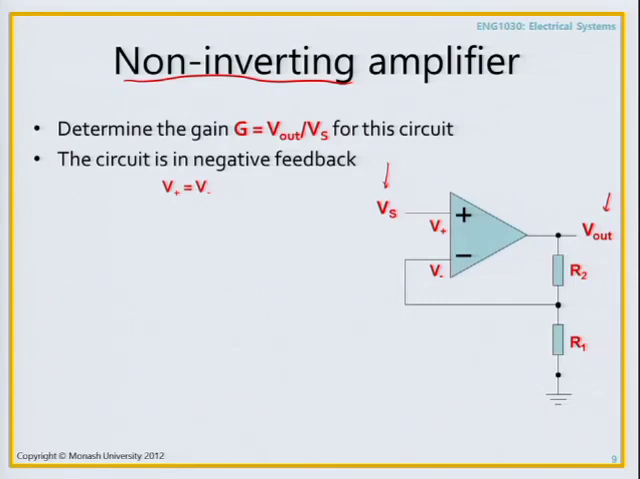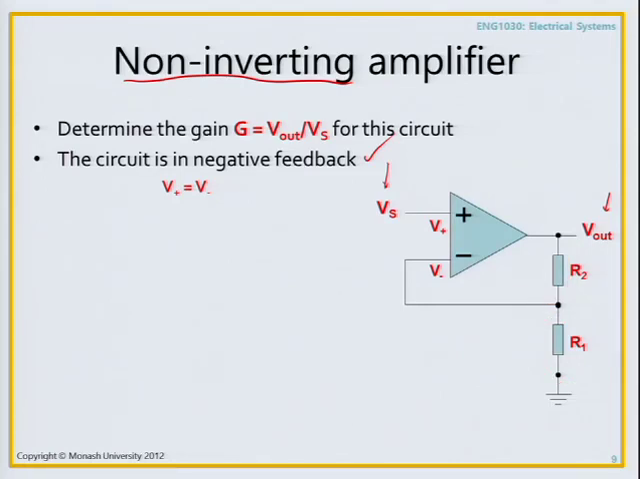Why is it in negative feedback? There is a path from the output through R2, through this piece of wire, back to this negative terminal, right? So yes, this is in negative feedback. Never mind this resistor here. Because there is a path that gets back from the output to the negative input, this is in negative feedback.